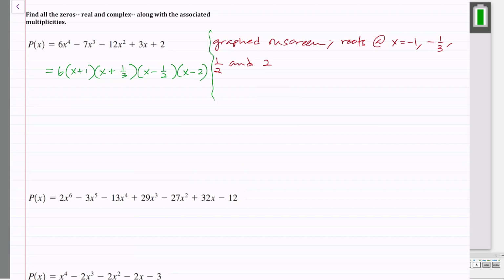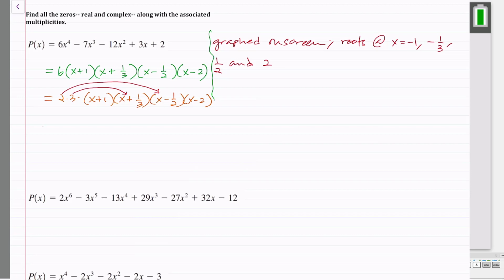Now, your learning management system may not be wild about having that particular version of the answer. So you can kind of clean that up a little bit, because you understand that 6 is 2 times 3. And so if you have x plus 1 and x plus 1/3 and x minus 1/2 and x minus 2, you can kind of selectively distribute those factors. You can distribute the 3 across that quantity right there, and you can distribute the 2 across that quantity right there to make a much cleaner version of the answer.